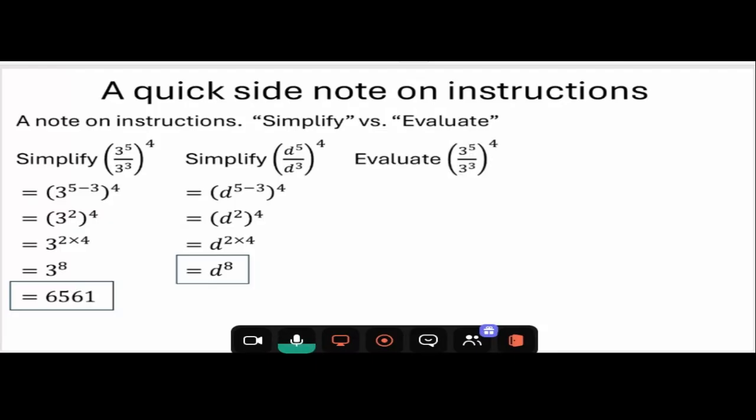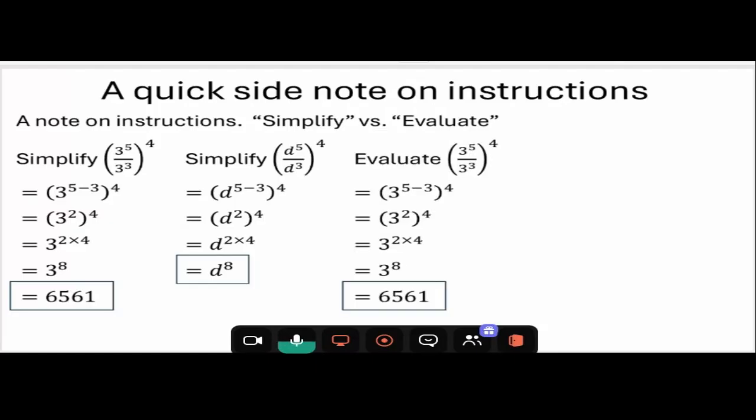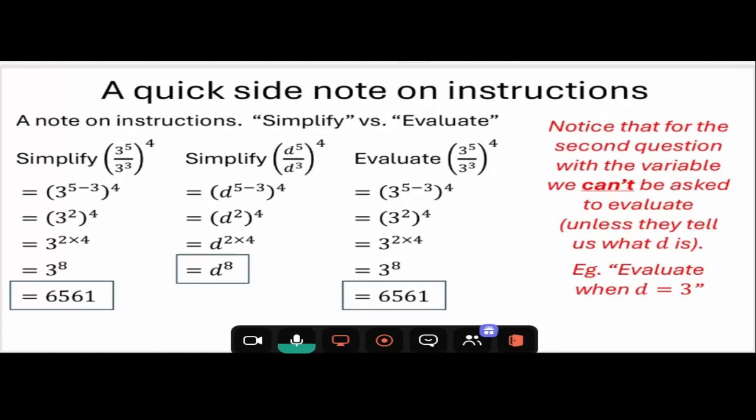The question could have also said evaluate, which would look exactly the same as the first one. And all that happened here is they told you, oh, by the way, you're going to be able to get an actual number answer. They just gave you a little tip, right? And I think I already said this. Yes, for the second question that had a variable, we could not have evaluated unless they tell us what d is. So if they said evaluate when d is 3, well, then yes, you can stick the 3 in and evaluate that.